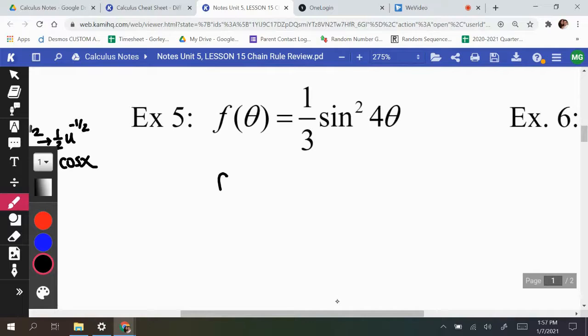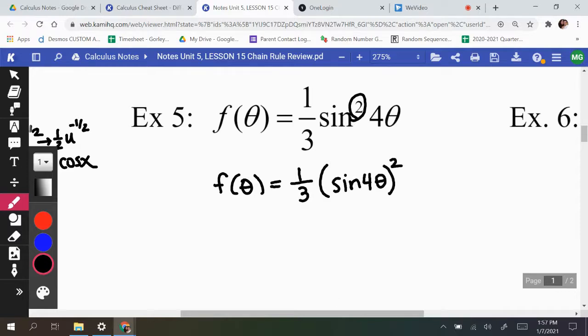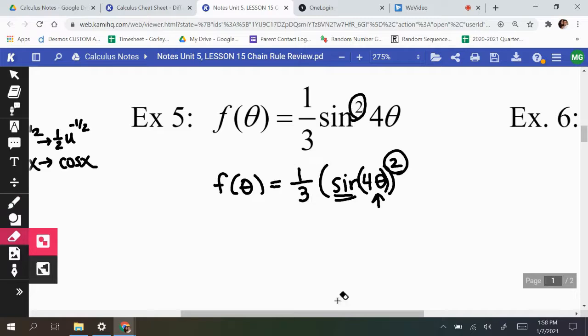Over here, let's start by just rewriting this. I see this squared, so I know really this is what it means. We have sine of 4 theta, and we're squaring that whole quantity. Just rewriting it is going to help me figure out my layers. If I were to plug in something for theta, what would I do? Well, I would first multiply by 4, right? So we have this layer. Then once I multiply by 4, I would take the sine of it. Then once I've taken sine of that angle, I would raise it to the 1/2 power and multiply by 1/3. So really, we've got a 3-layer problem here, right?